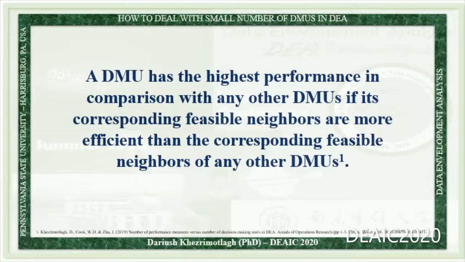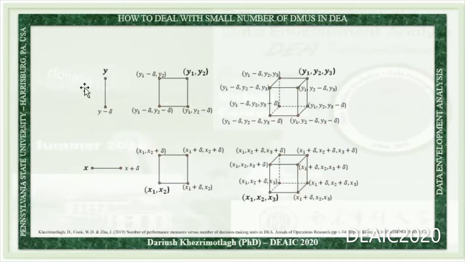So here, neighbors for an output is defined as decreasing a small amount of that output. If we have 3 outputs, we can have a cube to define the neighbors. Similarly, for an input, we can increase that input value. By such an approach, we make sure that the defined neighbors are always feasible.